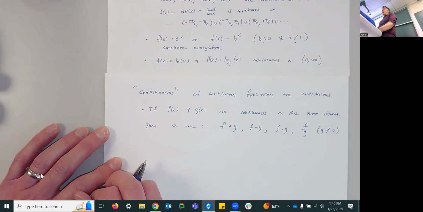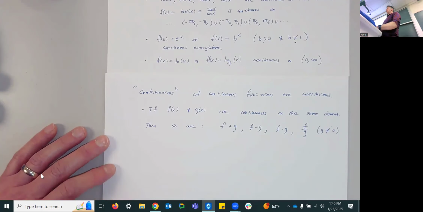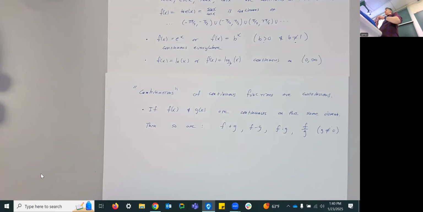So basically any arithmetic manipulation you can do, where you're adding the functions, subtracting the functions, multiplying the functions, dividing the functions, or squaring the functions, or cubing the functions, or doing anything like that, the functions are still continuous on the same domain.